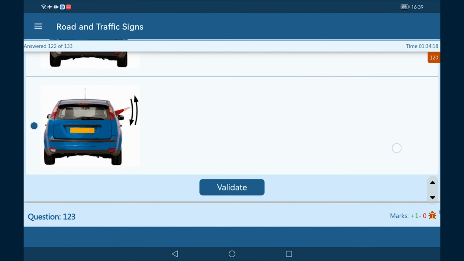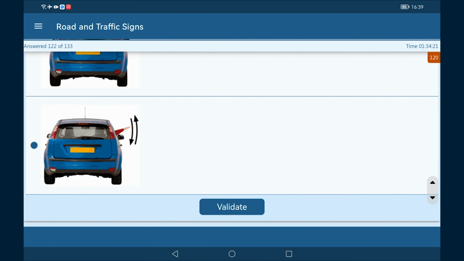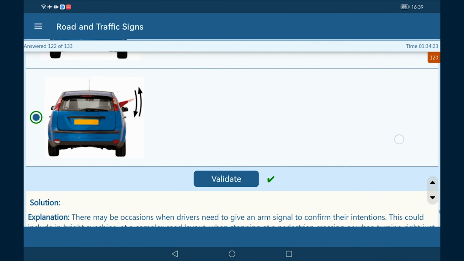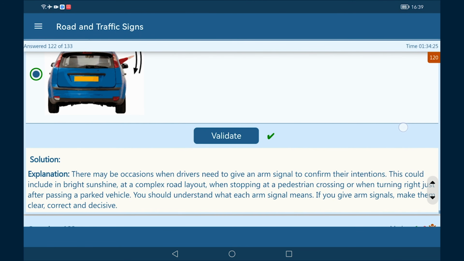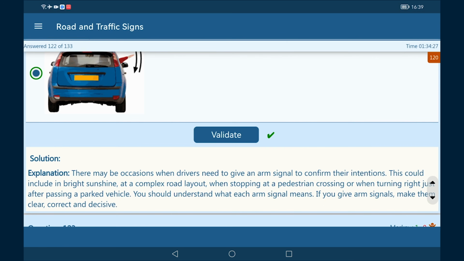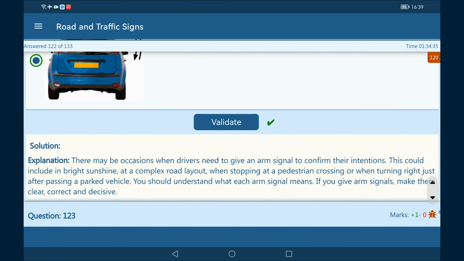Explanation. There may be occasions when drivers need to give an arm signal to confirm their intentions. This could include in bright sunshine, at a complex road layout, when stopping at a pedestrian crossing, or when turning right just after passing a parked vehicle. You should understand what each arm signal means. If you give arm signals, make them clear, correct, and decisive.